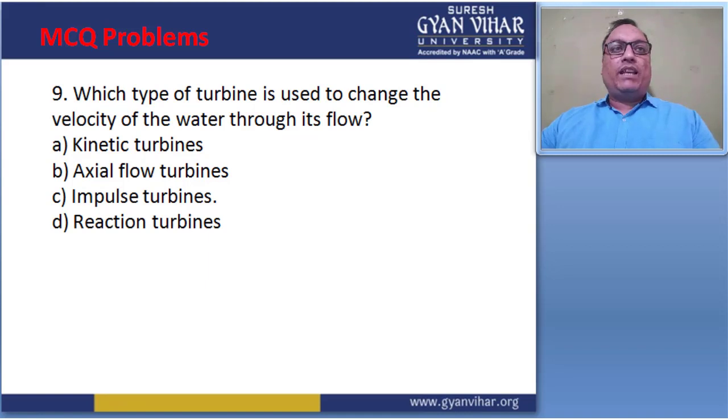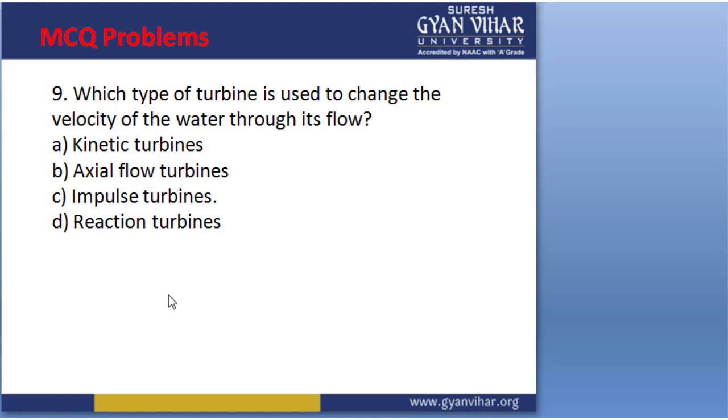Which type of turbine is used to change the velocity of the water through its flow? Kinetic turbine, axial, reaction, or impulse turbine. So the correct answer is impulse turbine. And then move to the next question.